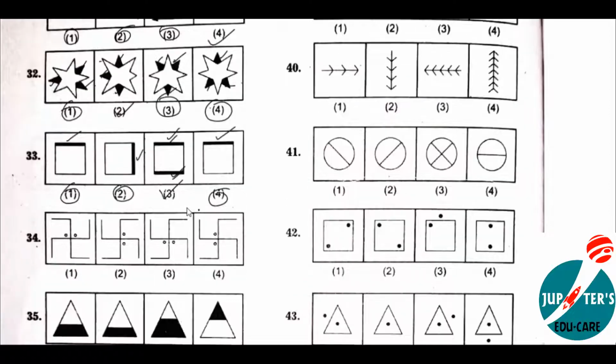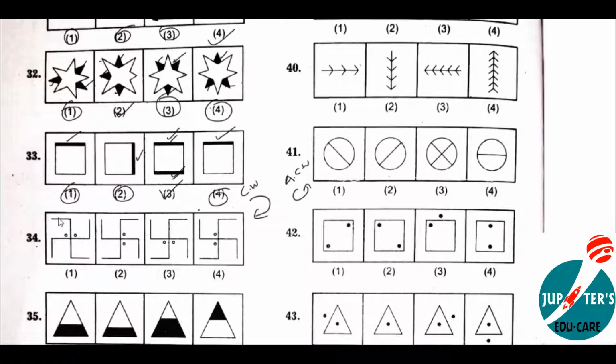Next question number 34. To answer this, we have to know clockwise and anti-clockwise direction. This is clockwise direction. CW means clockwise and ACW means anti-clockwise. So in option 1 it is rotating in anti-clockwise direction.